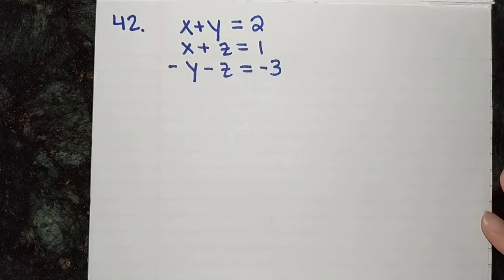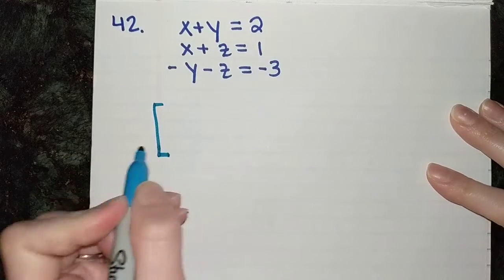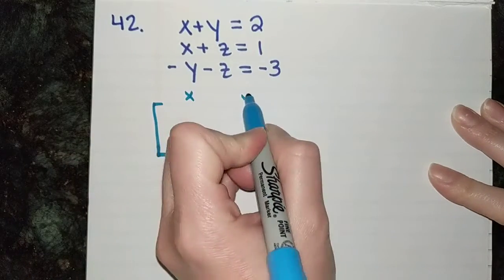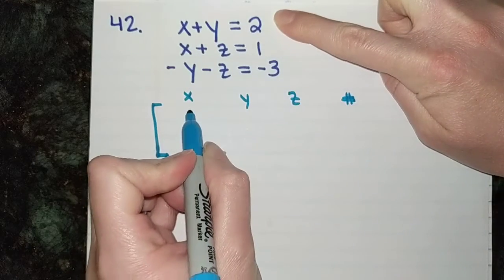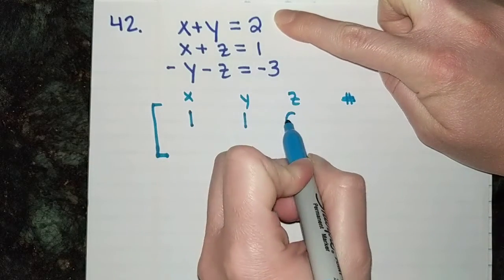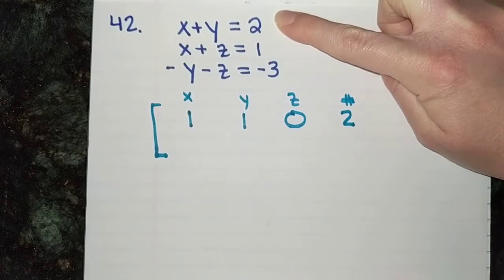Okay, so with this one, you're missing some variables, so you have to be a little careful in how you write the augmented matrix for this. So what you would have is your x, your y, your z, and then your number. And so for the first equation, you would have 1, 1, 0, 2. And again, we'll put a 0 there because we don't have the z variable.